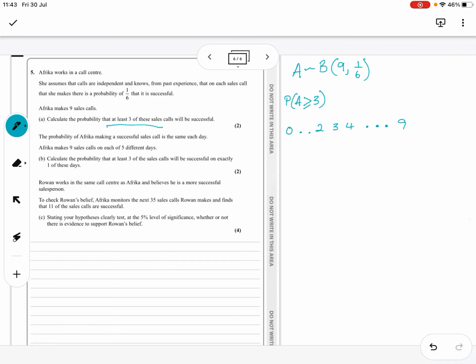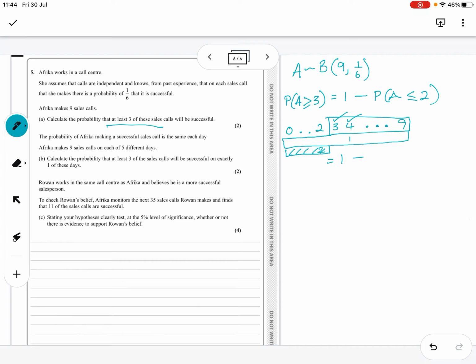So we want at least 3 calls. So do we want 3? Yes. Do we want 4? Yes. And we want everything above. So we want that. However, we can't do that unless we've got the really posh calculators. If we've got the class whiz, we can only find probabilities of less than or equal to. So less than or equal to 9, we know will give us a probability of 1. And then we want to take away that little bit. So if we rearrange it, we've got 1 minus, and that little bit, because it's less than or equal to, has to start at 2.